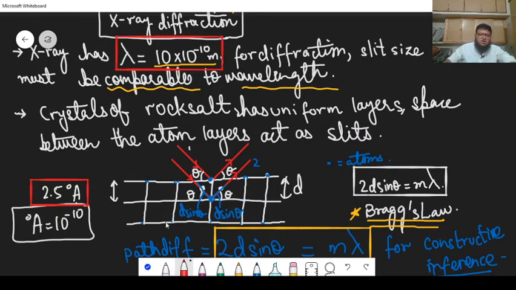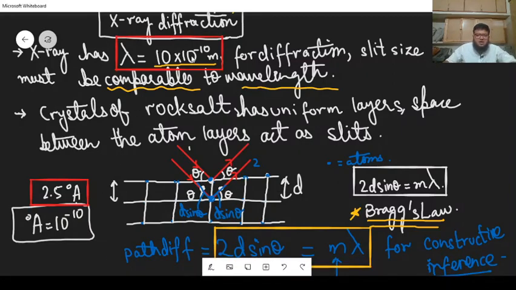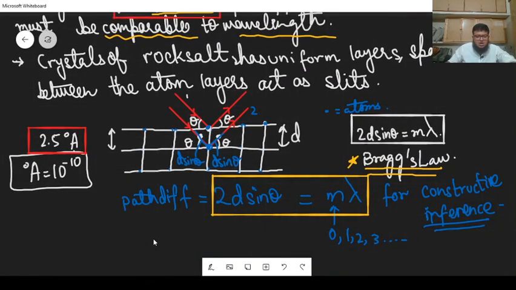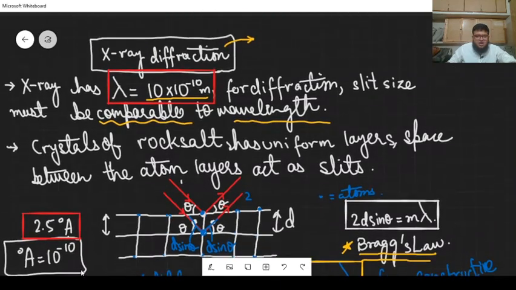Actually, wording-based MCQs come from here. This was all about X-ray diffraction.